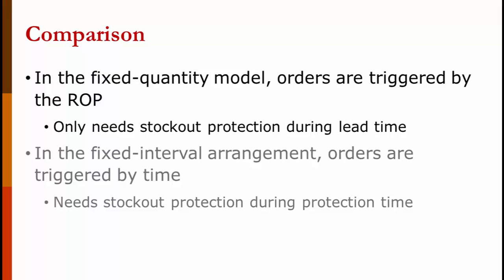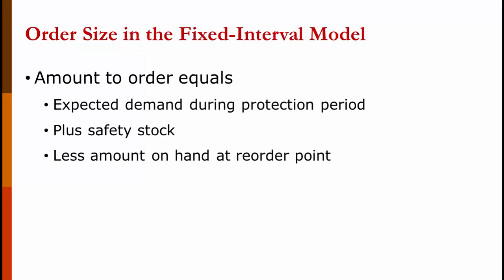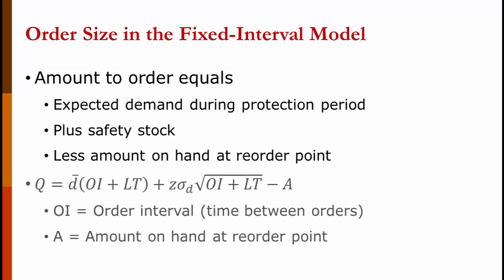In the fixed interval arrangement, orders are triggered by time, every Wednesday in my prior example. So we need stock out protection for the entire protection period. More stock out protection means higher inventory holding costs. The amount that we're going to order equals the expected demand during the protection period plus safety stock less the amount on hand at the reorder point. Note that OI, the order interval, plus LT, the lead time, is the protection period.